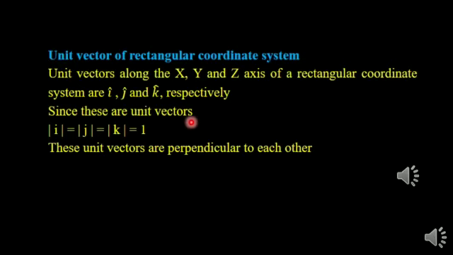Unit vectors of rectangular coordinate system. Unit vectors along x, y and z axis of the rectangular coordinate system are i cap, j cap and k cap respectively. Since these are unit vectors, modulus i, modulus j and modulus k all are equal to 1. These unit vectors are perpendicular to each other.